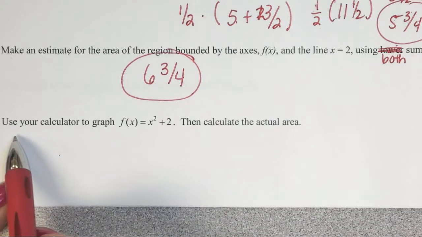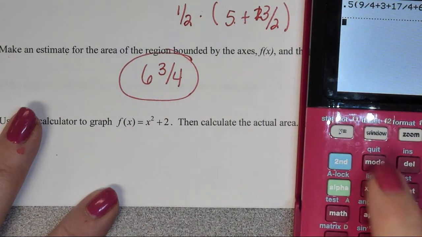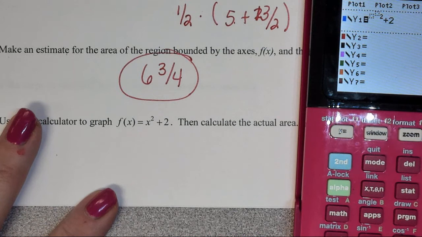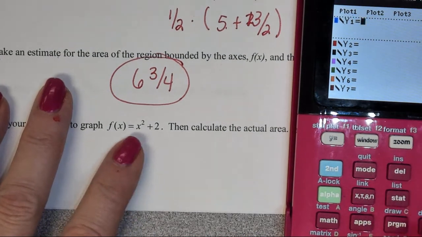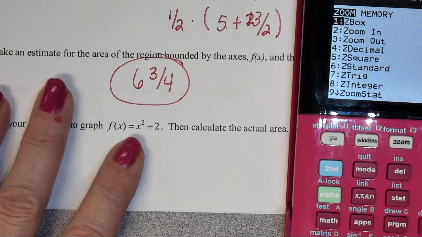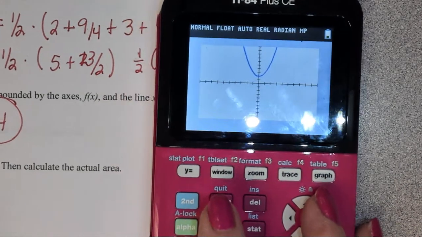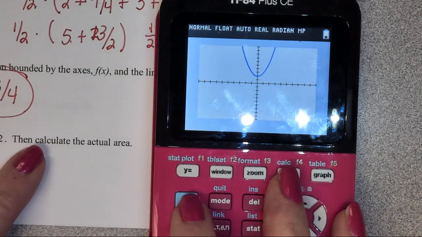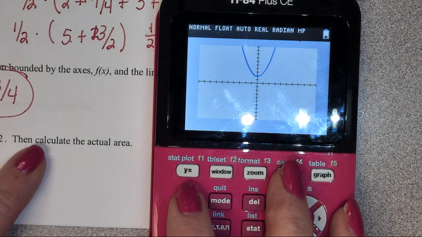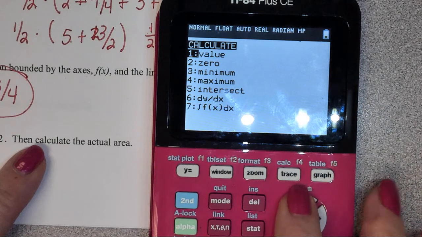Now, the last thing we're supposed to do is use our calculator to graph this. So we're going to go to our calculator. We're going to type this in, x squared plus 2. Do a zoom 6. Here's the function. How do I have the calculator tell us the actual area? Second calc, and then which one? 7. That's going to give us the area.